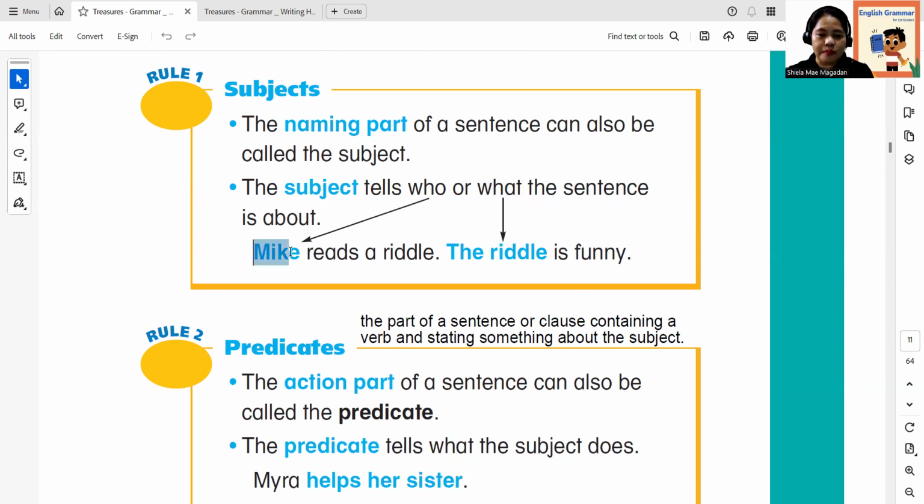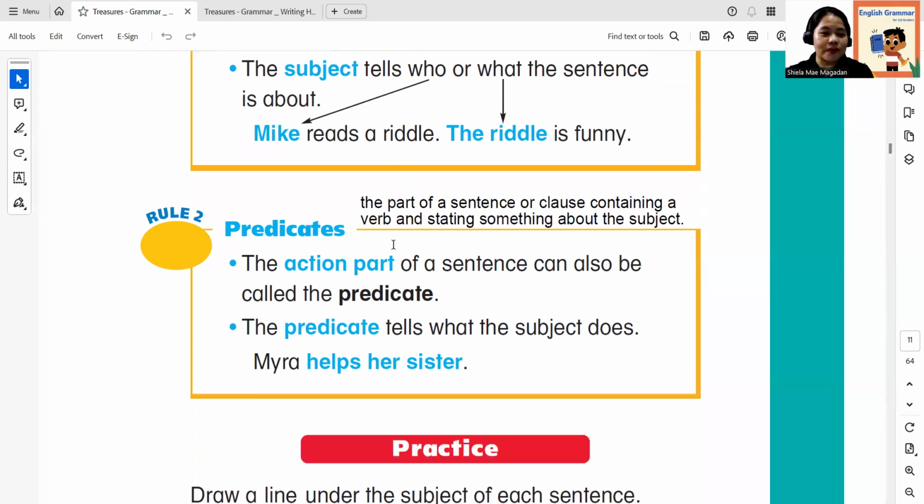We have examples here. Mike, which is the subject, reads a riddle. Once more, Mike is the subject here, and then we have a verb, reads a riddle. Next, the riddle is funny. So the subject talks about who or what the sentence is about.